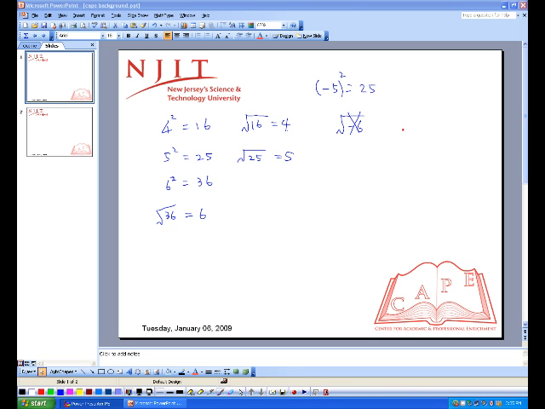Okay, so that means you cannot have a square root of a negative number. Like negative 7, that doesn't exist. Negative 25, that still doesn't exist. So this is one thing: there is no square root of a negative number. This is the first thing you have to pay attention to.